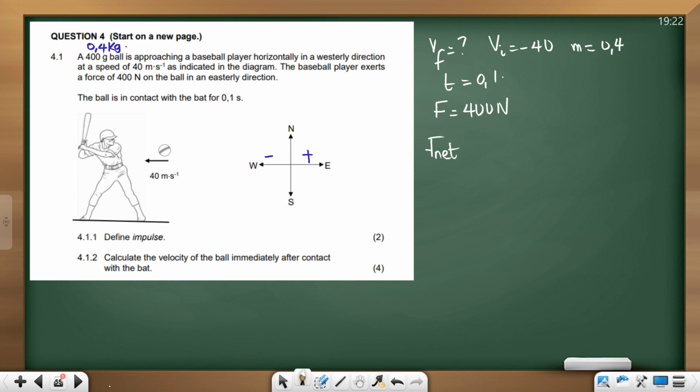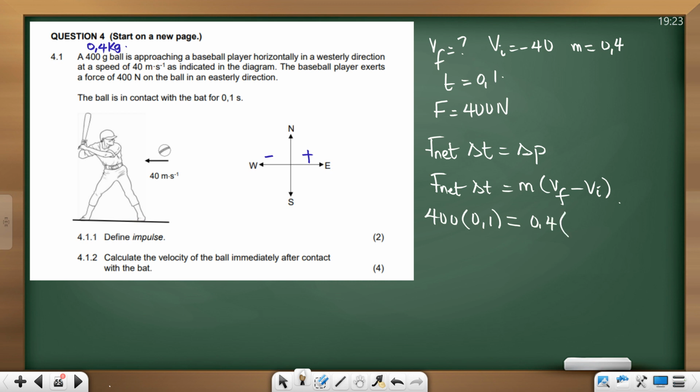All right. Do we have a formula? F net delta T equals what? Delta P. And we know that this is simply m times Vf minus Vi. Are you aware that everything we have now is done? What is F net? 400. What is time? 0.1. What's the mass? 0.4. What's the velocity? Should our final velocity be positive or negative? Positive.